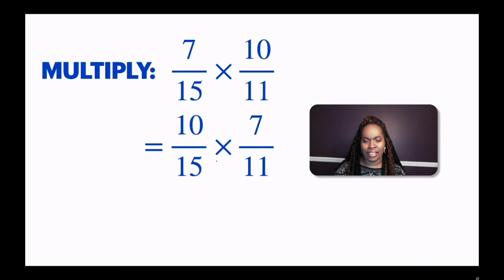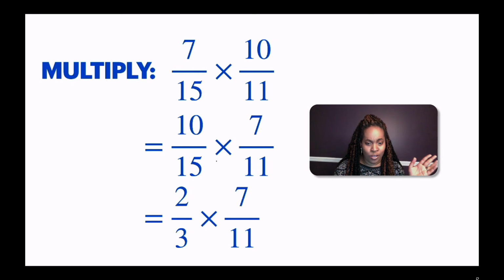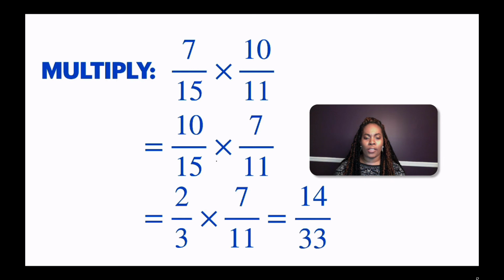Now, we all know that 10/15, that's just 2/3, right? Boom. So now we have 2/3 times 7/11. I'm so excited about that. And now we can multiply straight across. If you multiply 7 times 2, that gives us 14, and 3 times 11 gives us 33. So our final answer is 14/33.